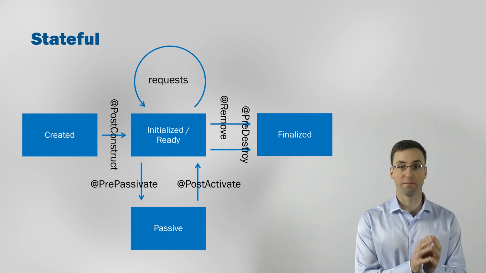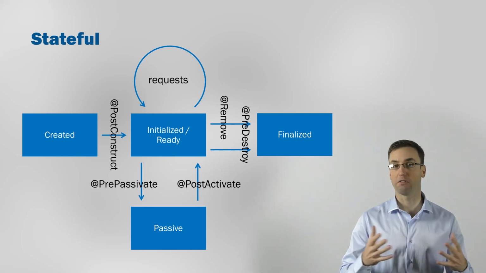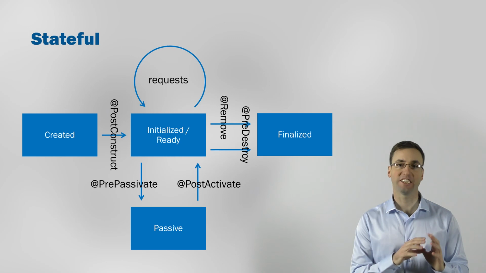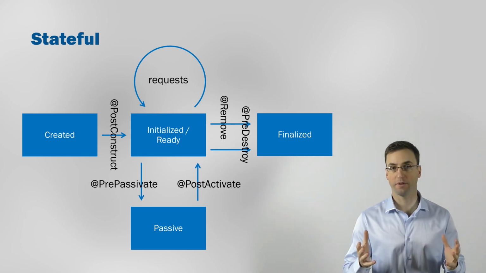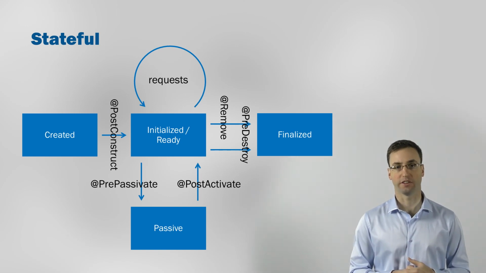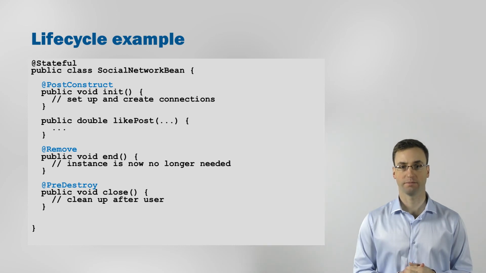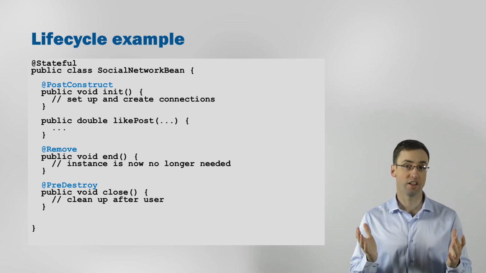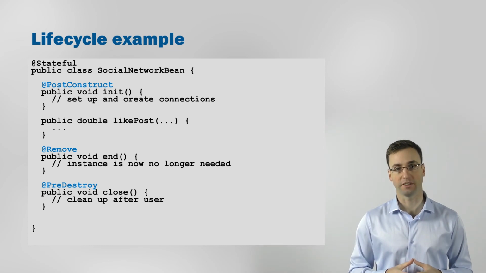You should write a remove method on any stateful bean, because if you don't, the bean will linger around for a long time. The application server will eventually discard a bean that hasn't been used for a long time, but that bean will be taking up memory and resources until the timeout occurs. So here's an example of code that uses those annotations. That's it. Like all the other life cycles, it isn't complicated, but it is important to know.